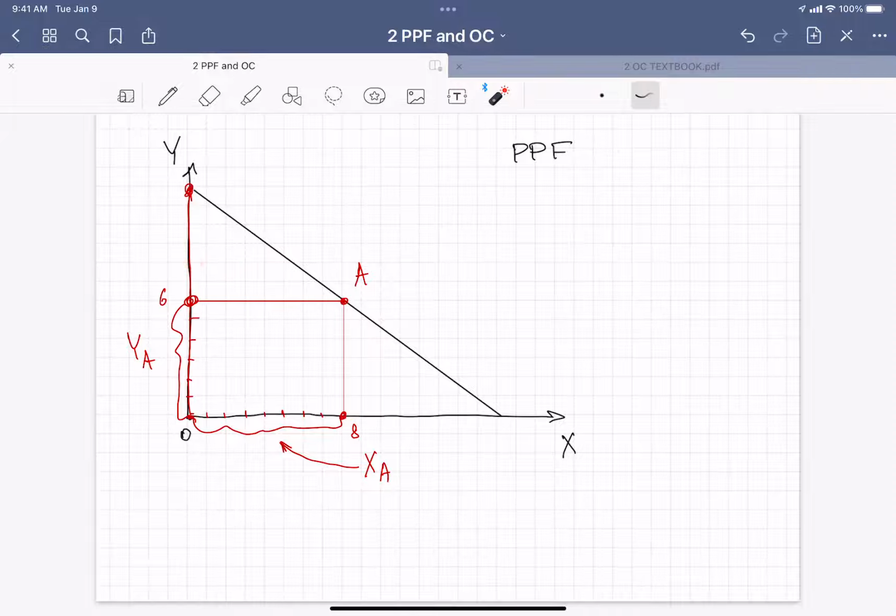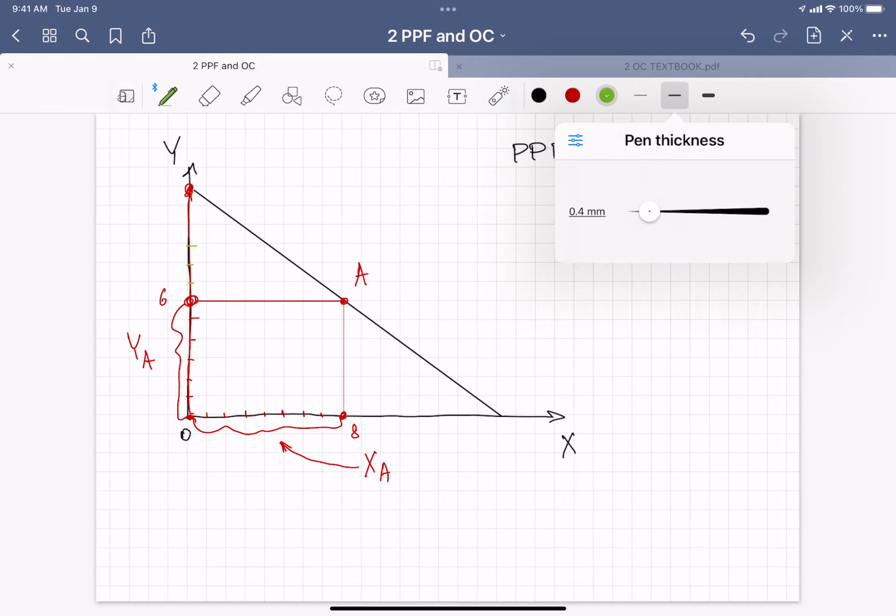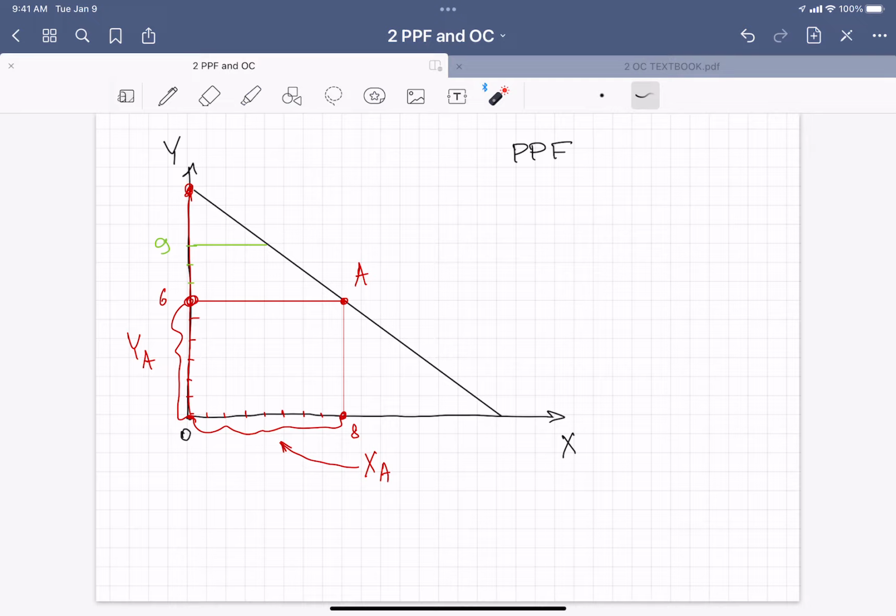Let's say you want to go to 7, 8, 9 units of good Y. And that means that you won't be able to produce 8 units of good X anymore. Would be nice if you could, but no, you can't.